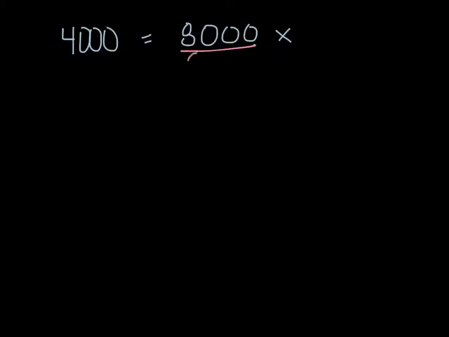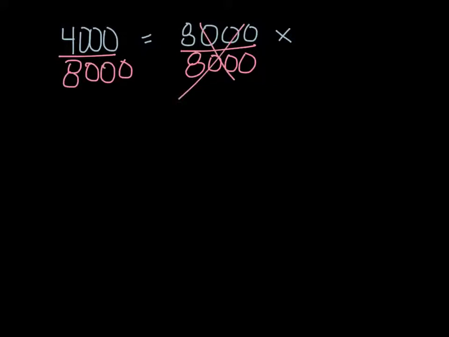So we said 4,000 was equal to 8,000x. And the question you're trying to solve right now is how you get x by itself. So how do I get x by itself, Bailey? You have to divide. Yeah, you got to divide out 8,000 from this side, 8,000 from this side, and then 8,000 over here cancels out.